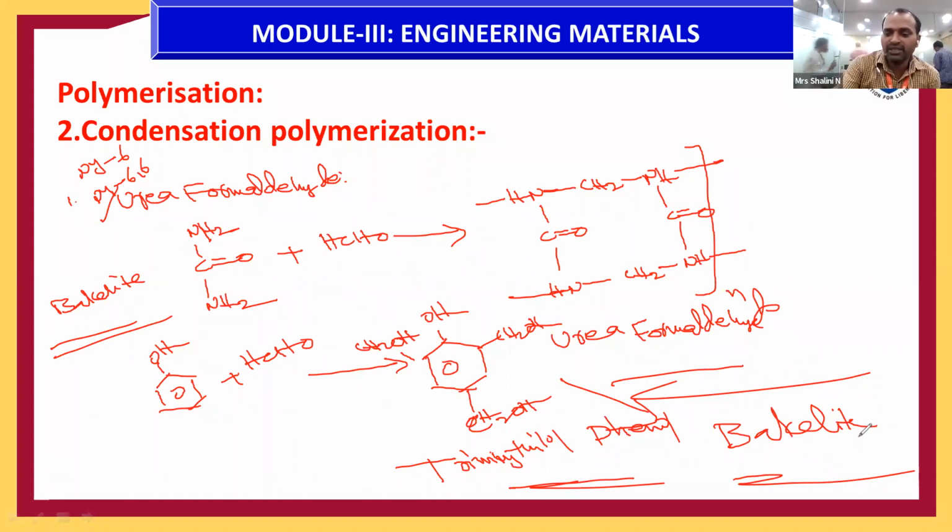Condensation polymerization means the monomers contain partially positive and negative charges. In this polymerization, removal of a small molecule takes place. Without removal of a small molecule also, condensation products can form. That example is nylon 6. In urea formaldehyde, water molecule elimination takes place, and in Bakelite also. So these four are the best examples.